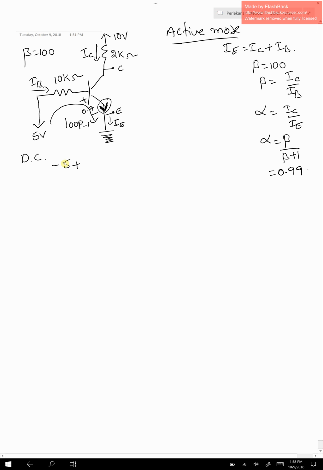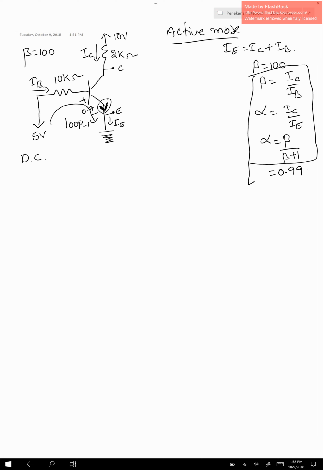Here is the next example. We're going to solve this NPN transistor by assuming it is working in active mode of operation. So we know that IE equals IC plus IB, and the beta value is 100. It's given by the manufacturer, but we should remember these three formulas all the time, and those three formulas are valid for both the NPN transistor and PNP transistor.